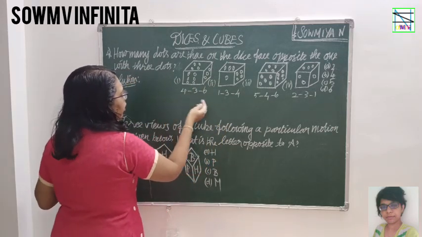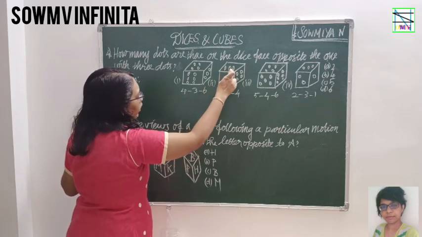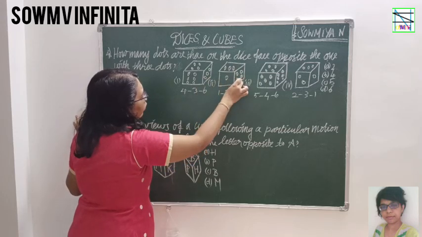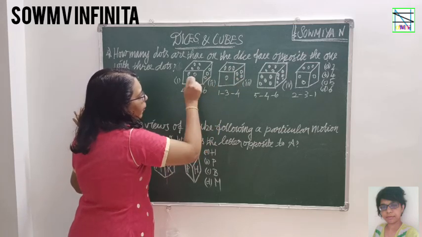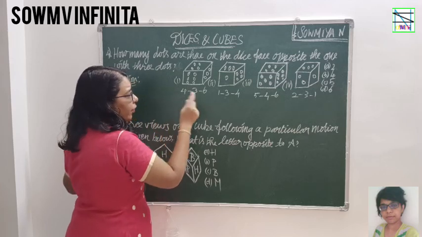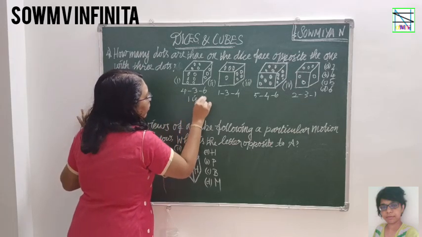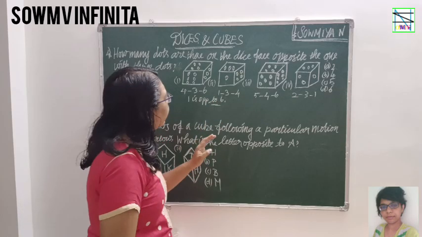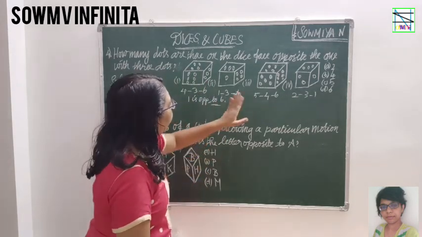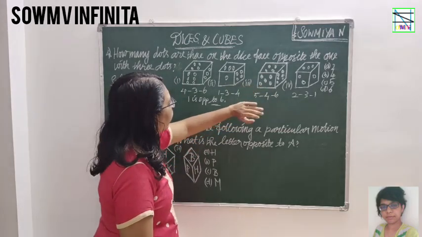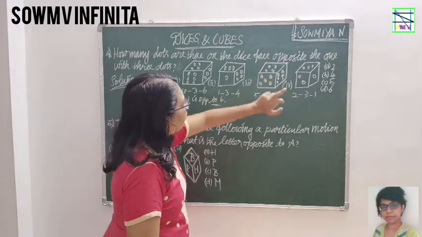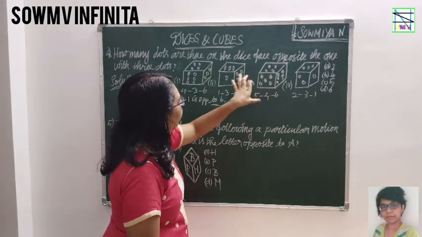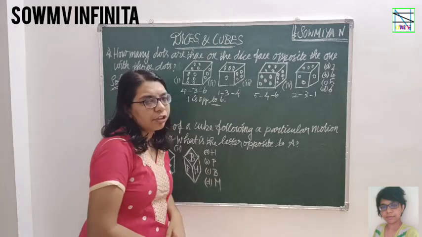Here 3 is here, and 3 and 4. Which means 1 is opposite to 6. Here 1 is opposite to 6. Then applying here, you can see here is 3 and here is 4, and 1, 5, 6. So everything is changed.